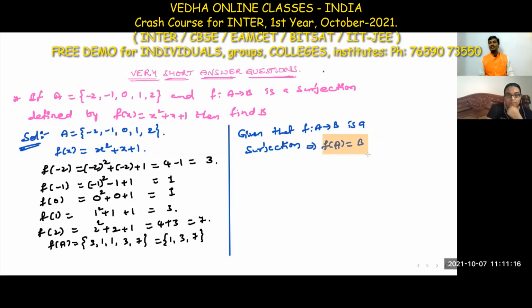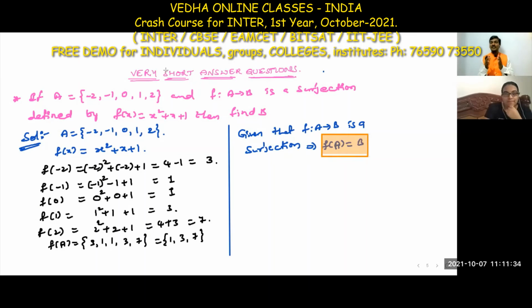f(A) is equal to B. Again, f(A) is equal to B. Okay, repeat once. f(A) is equal to B. Very good. Once again, f(A) is equal to B.